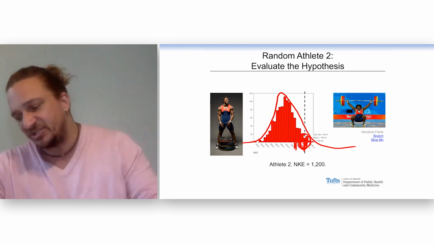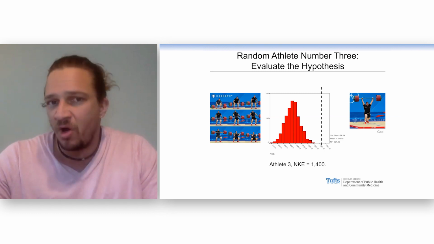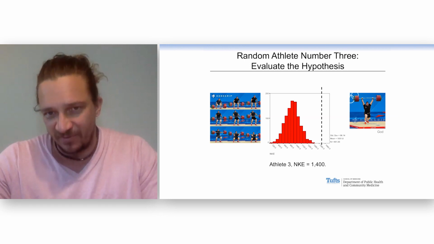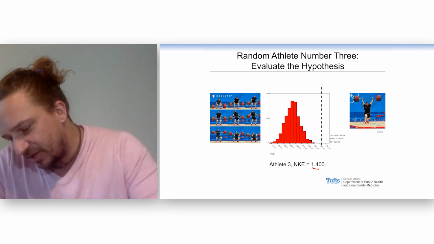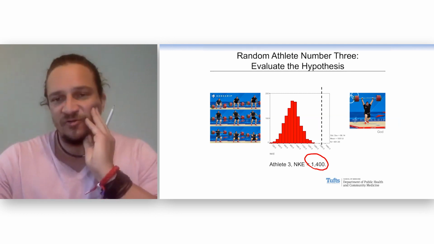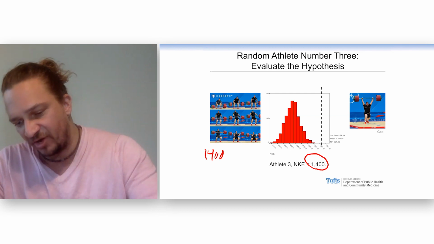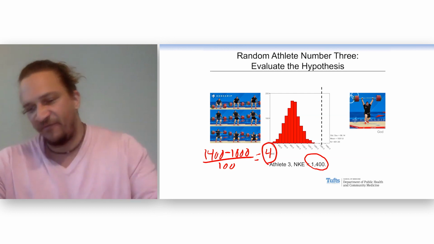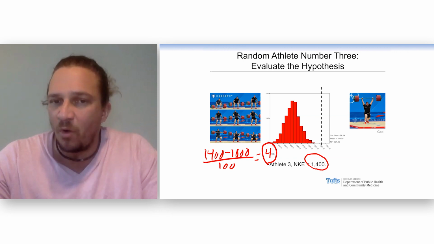Let's say we randomly test one more guy. This is possibly the strongest human being who has ever lived. And yes, I've watched Game of Thrones. Let's say we randomly test this guy and his NKE level is 1,400. Well, we know a little bit now. If you take 1,400 and subtract the mean and divide by the standard deviation, this guy is 4 standard deviations above the mean, a z-score of 4.